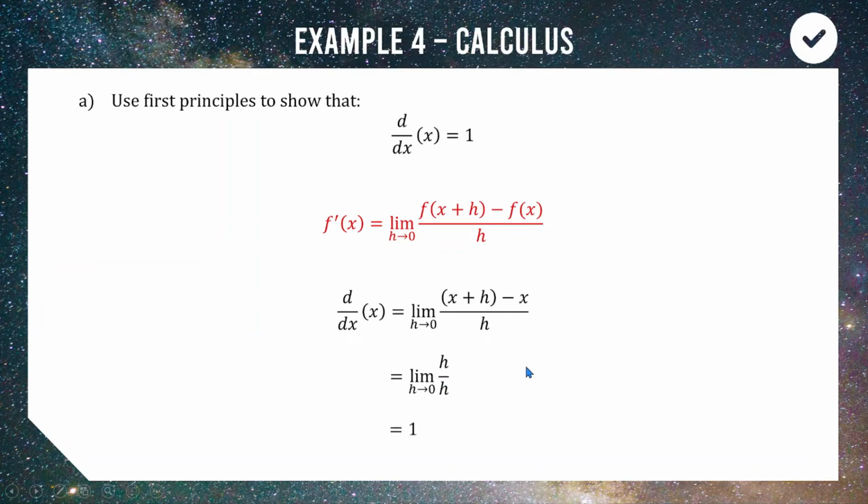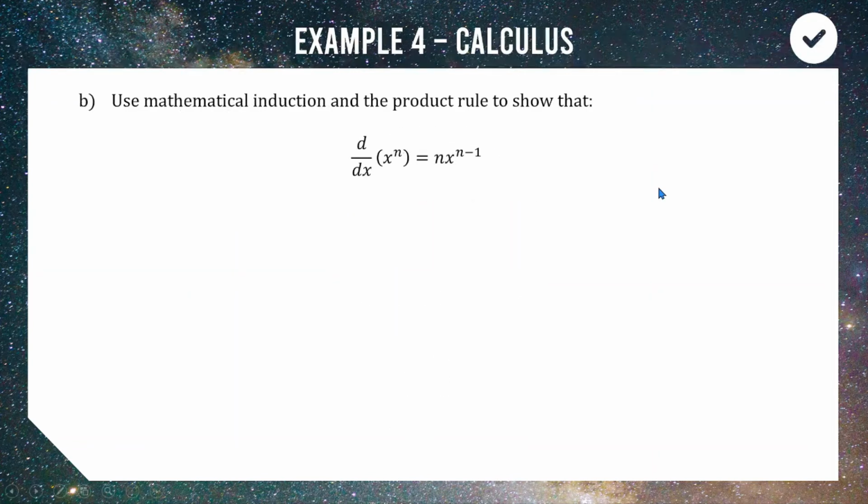And so then we just have the limit as h approaches 0 of 1, which is indeed 1. So there you go. By the definition of the derivative, the derivative of x is equal to 1. Sweet as. Now let's use that to prove that the derivative of x to the power of n is equal to nx to the n minus 1.